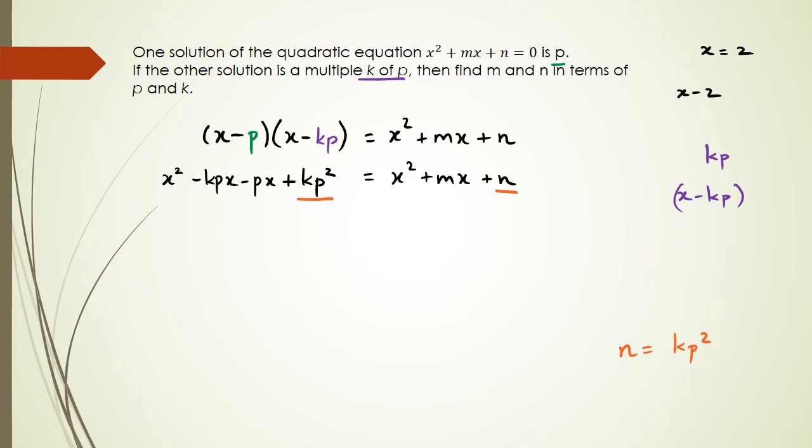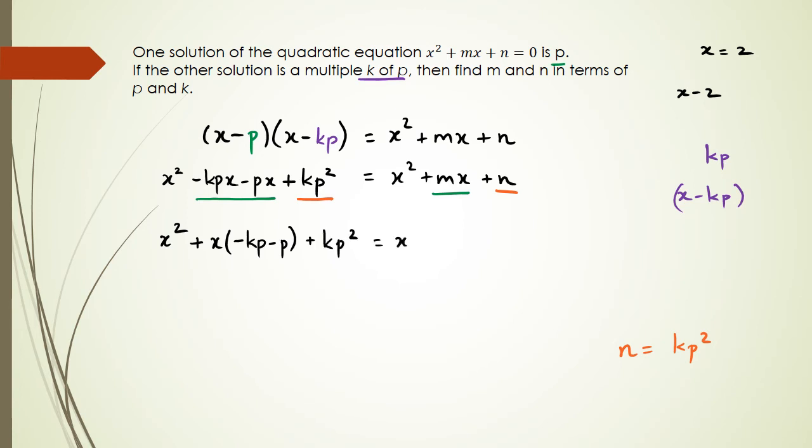And as for the mx, m is the coefficient of x. But in this case, on the left-hand side, we've got two x terms, so we need to factorize this so that we can figure out what m is. The x squared, I'm not going to do anything to it. I'm going to leave it as it is. But with these two terms, I've got x as a common factor. So I can rewrite this as plus x, and inside it is going to be negative Kp minus p, and then plus Kp squared.